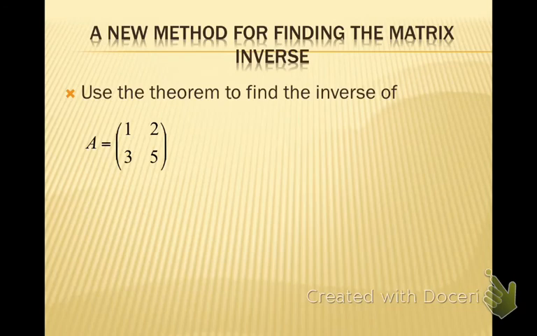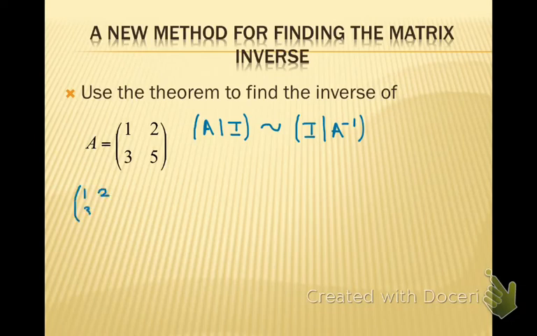Let's use our theorem to find the inverse of this 2 by 2 matrix. So according to the theorem, I need to set up the augmented matrix that contains A on the left and the 2 by 2 identity on the right, perform row operations on A until I get the identity, and the identity is going to transform to the inverse. All right, so let's start the process. So on the left-hand side, I'm going to put the matrix A, and on the right-hand side, I'll put the 2 by 2 identity. And now I'm simply going to perform row operations to try to make A the identity matrix.